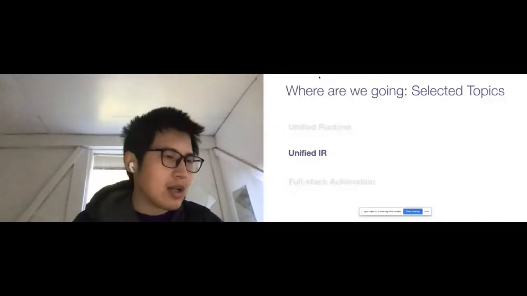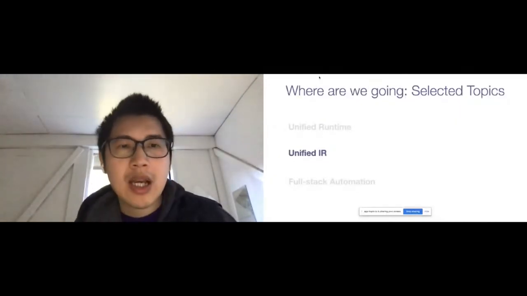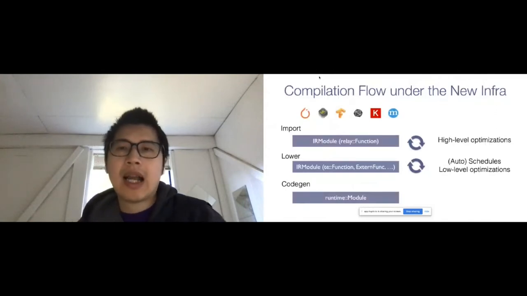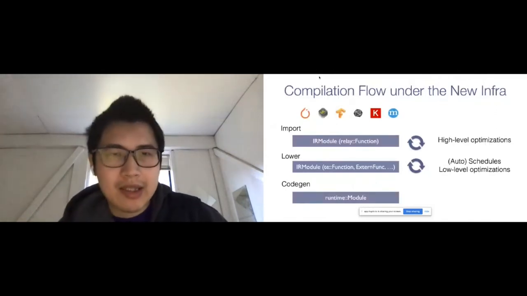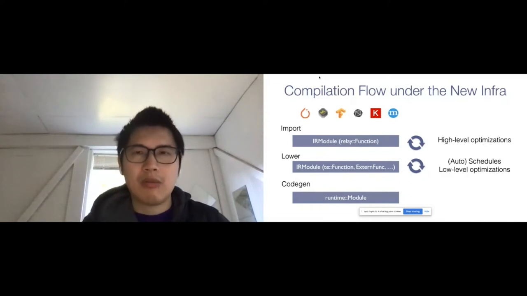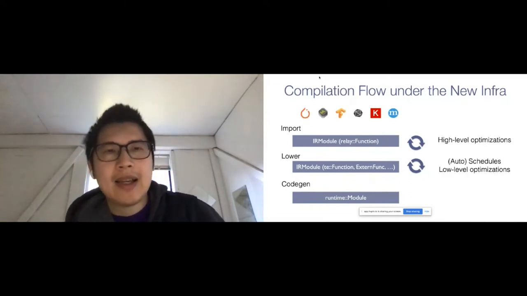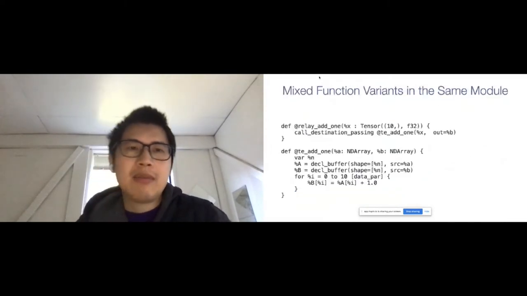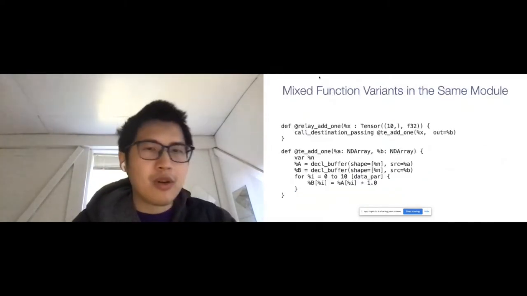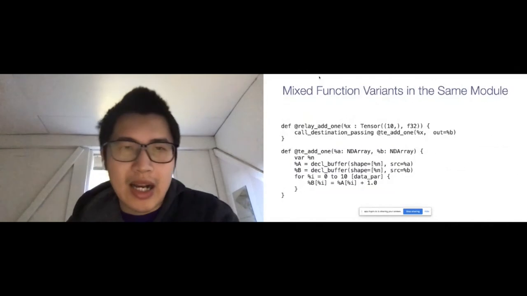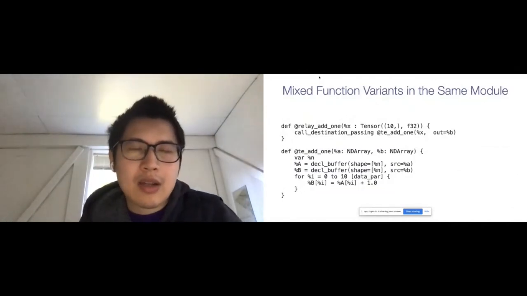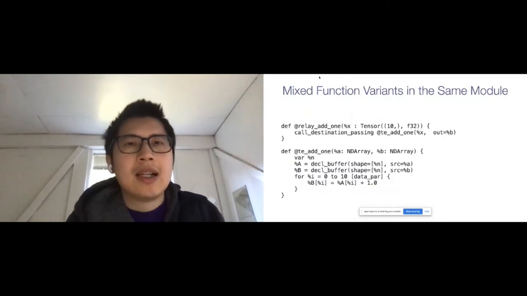The second thing that we are actively working on is building a unified intermediate representation that allows us to unify both high-level and low-level optimization together into what we call a common module. By doing that, it allows us to mix and match different levels of representations in a single IR module and allows us to do some cross-representation optimization.